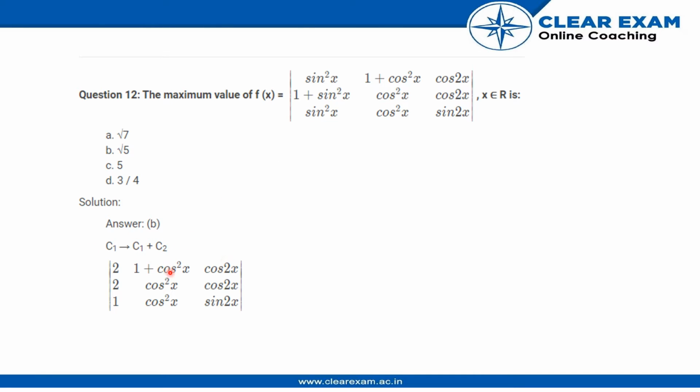So here, if you look, we have sine square x, 1 plus cos square x, 1 plus sine square x, cos square x, sine square x, cos square x in these two equations. So what we do is we take this and add it to the left hand side, that is c1 becomes c1 plus c2. So sine square x plus 1 plus sine square x becomes 2. 1 plus sine square x plus cos square x becomes 2 again, and sine square x plus cos square x becomes 1. And now we have this matrix over here.